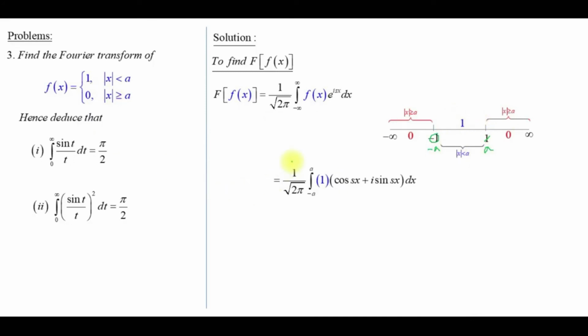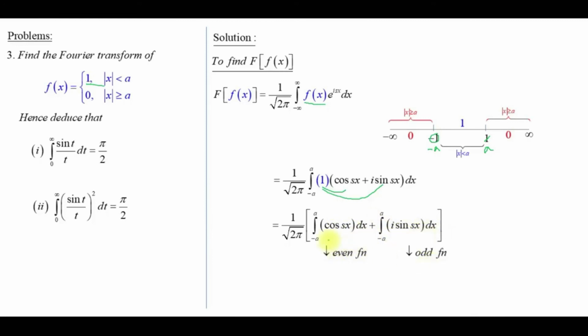So 1 divided by square root of 2 pi integration minus a to plus a. In minus a to plus a, f of x equal to what? 1. So 1 into e power isx equal to cos sx plus i sin sx, into dx. Next this into this and this into this, is equal to integral minus a to plus a cos sx dx plus integral minus a to plus a i sin sx dx. So this is an even function, this is an odd function. For the even function, minus a to plus a can be written as 2 times 0 to a. For the odd function, this value equals 0.